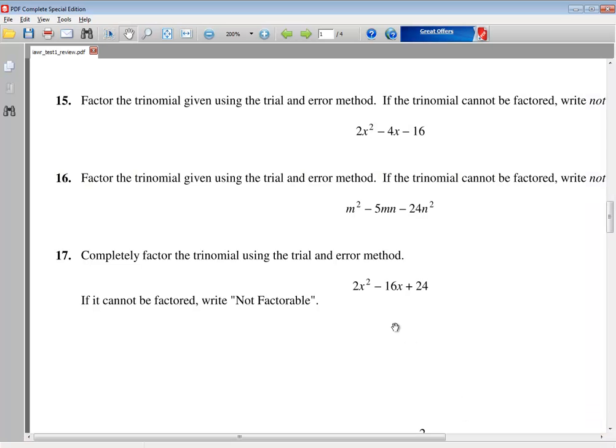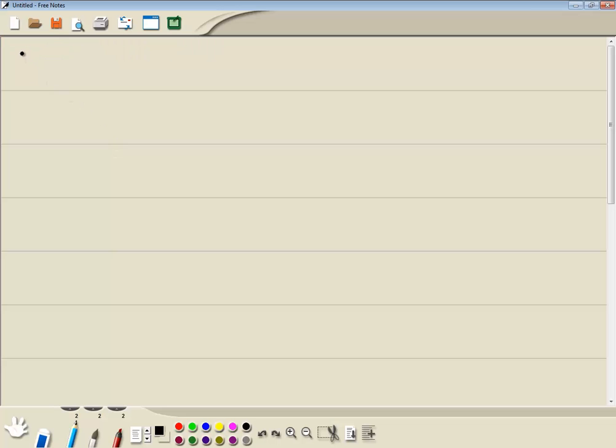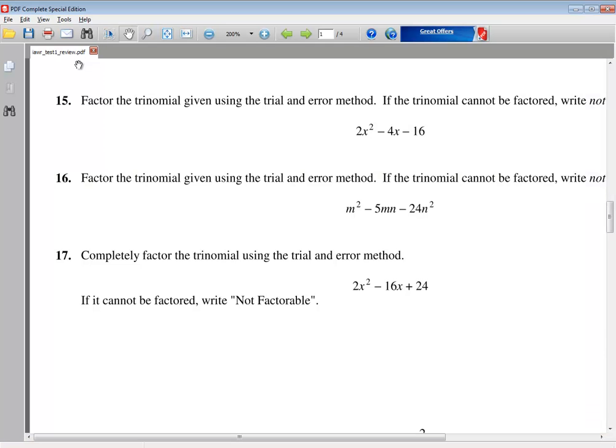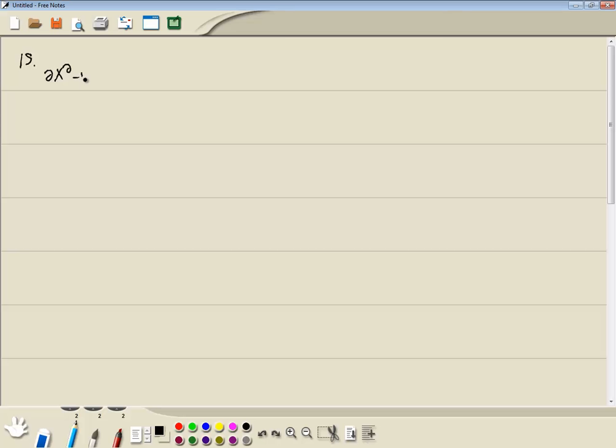Let's see. Number 15: 2x squared minus 4x minus 16. First thing we'll do is factor out the GCF, because I notice they all have a 2 in common. So that gives us x squared minus 2x minus 8. So that's the GCF. Now look at what's inside of the parentheses.